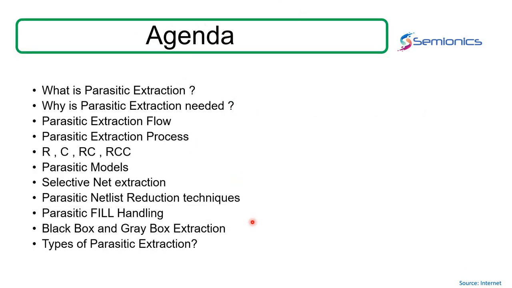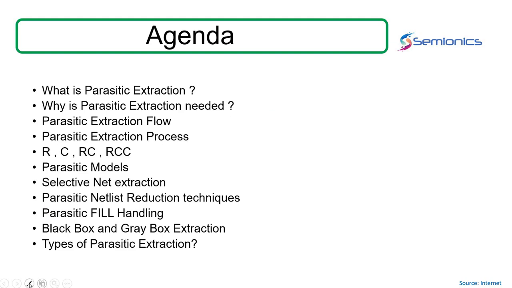The agenda of this whole presentation on parasitic extraction is: let's understand what parasitic extraction is, and what this RC effect, or RCC effect, is that we talk about. And why is parasitic extraction needed? What is its importance? Why is it so necessary to run parasitic extraction to ensure the proper working of your design?